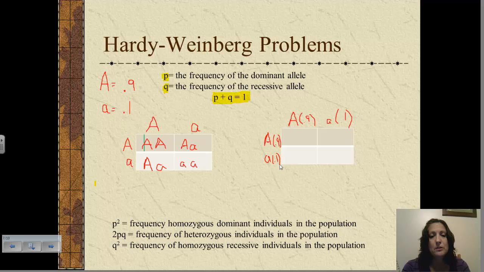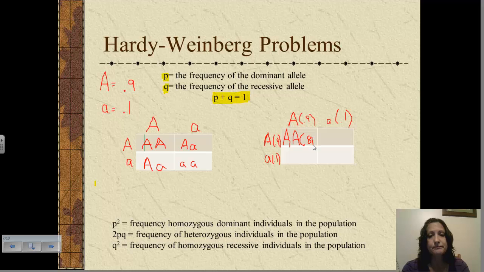And now when I do my cross and figure out what my individuals would look like, we're going to follow the laws of probability, which are on your equation sheet. The probability of an individual receiving both big A and big A is the product of the probability of each individual event occurring. So the probability of getting a big A is 0.9. The probability of getting a big A and a big A simultaneously is going to be 0.9 times 0.9, or 0.81.